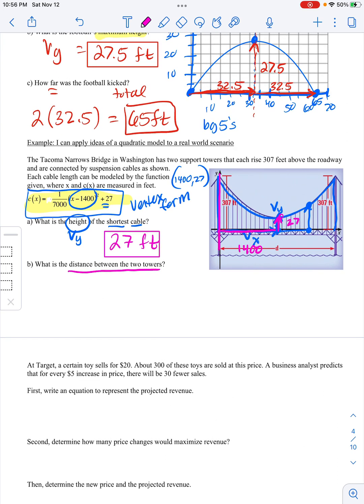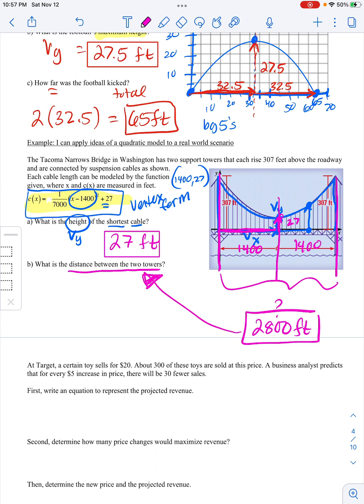Okay, here's the tower and here's the tower. We're looking for this. We know how far it is to here, which happens to be the middle. It's 1400. So if it's 1400 on the left, it's 1400 on the right. So my total will be 2800 feet wide. So that one you got to kind of think through, very similar to what we did with the football up above. The vertex is in the middle. So if you want to know the total length, you can find that by taking your middle value and doubling it.